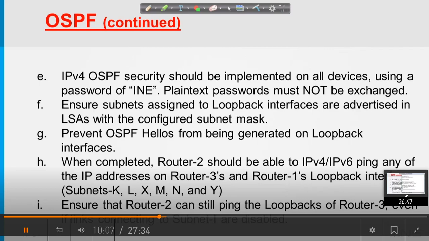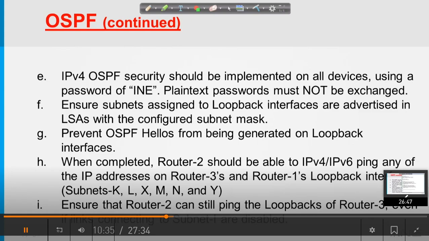First of all, why do you think letter F is even in there? I mean, if we just enabled OSPF via a network statement on a loopback, if that loopback is configured as a /27 or a /29, won't the LSA that advertises that loopback by default go out with /27 or /29? I mean, why do we even need objective F there? Any ideas?